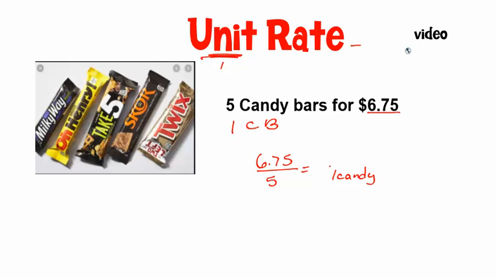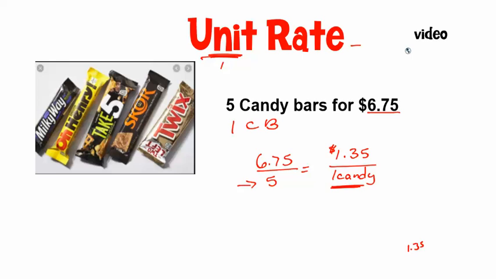When you set up your ratio, you're always going to put whatever you want to become the one, whatever you want to figure out one as, on bottom, okay? Because that's going to help you out when you divide. So then you're going to simply divide $6.75 divided by 5, and it comes out to be $1.35. So it's $1.35 for one candy bar. Okay, so unit rate is for just one.